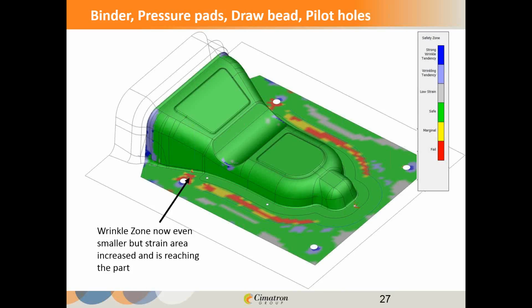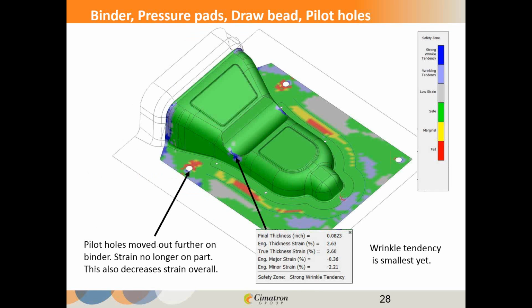Well, thinking out loud, since I see so much of the tear in the draw bead area, maybe what we'll do is move the pilot holes further out, and we'll start tweaking that draw bead again. Notice my wrinkle tendency is way down now. It's like 2.6%. And by moving the pilots out, I've also moved that strain out away from the part. So I'm seeing some good results already.